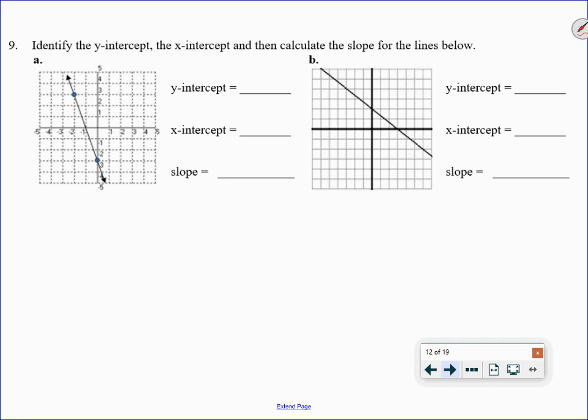Here, for number 9, A and B, once again, finding the intercepts. So the y-intercept is right here, negative 3. The x-intercept is right here, negative 1. The slope is down 1, 2, 3 over 1. The slope is negative 3 over 1, which is negative 3. For B, the y-intercept is 2. The x-intercept is 3. The slope is negative 2 over 3.